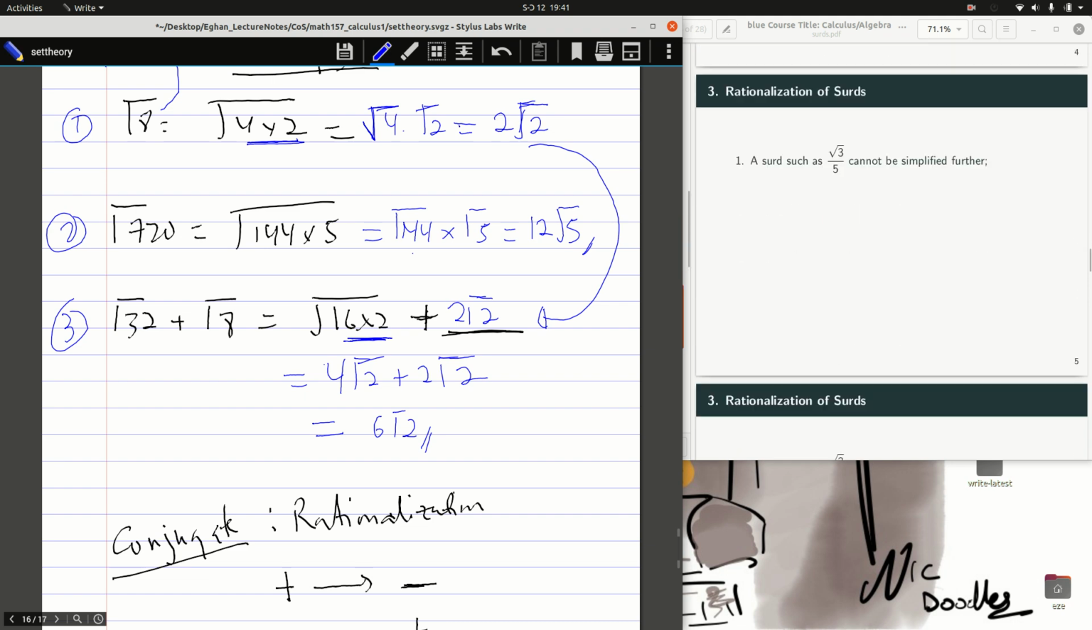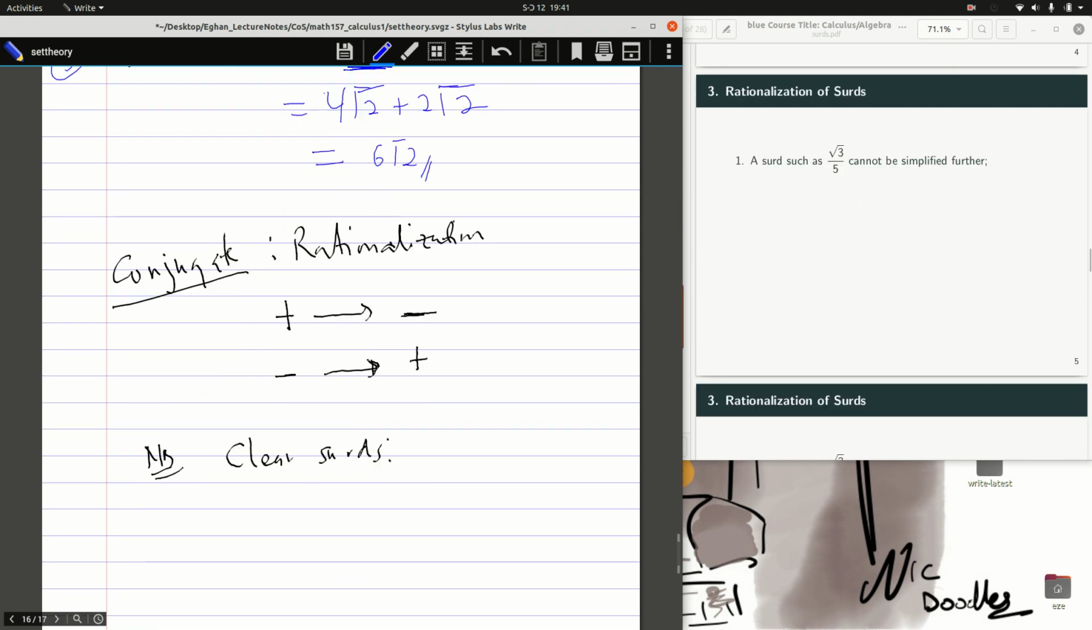Now, let's come back to the real guy, the rationalization I talked about. So question 1 says, a set such as that cannot be simplified because the denominator has no roots on it. It is not a set.